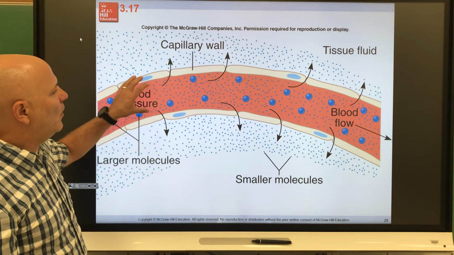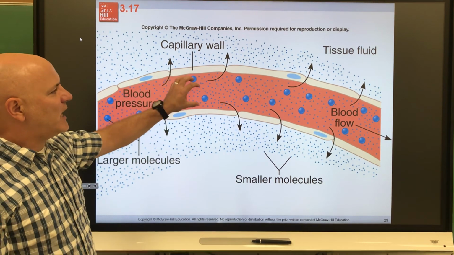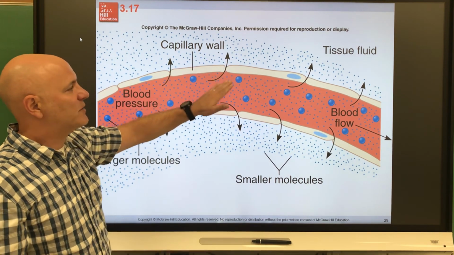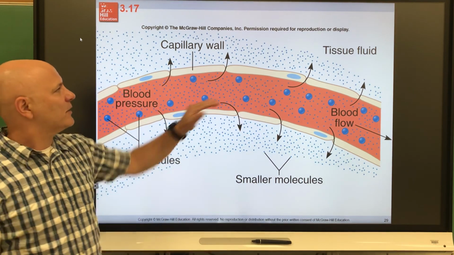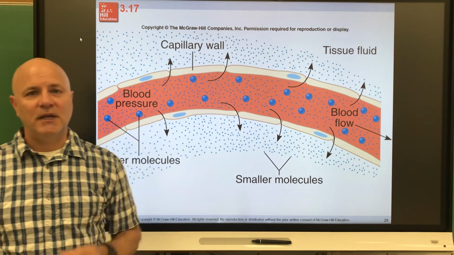So by the time we get to our capillaries, our smallest blood vessels, the hydrostatic pressure, the blood pressure here, is so high, it's going to force water and small dissolved substances through those membranes. All right? Larger molecules cannot pass through those membranes, so they'll stay in the blood, like plasma proteins and blood cells.